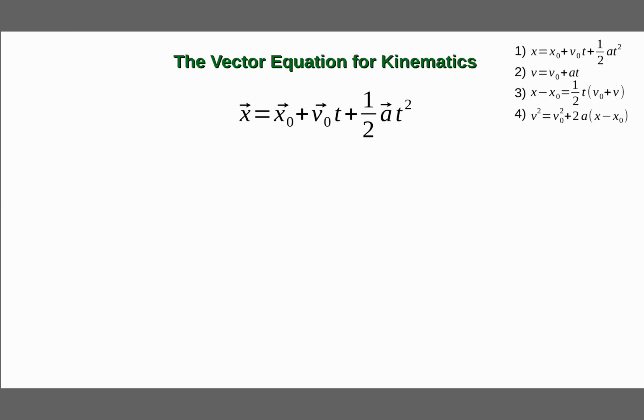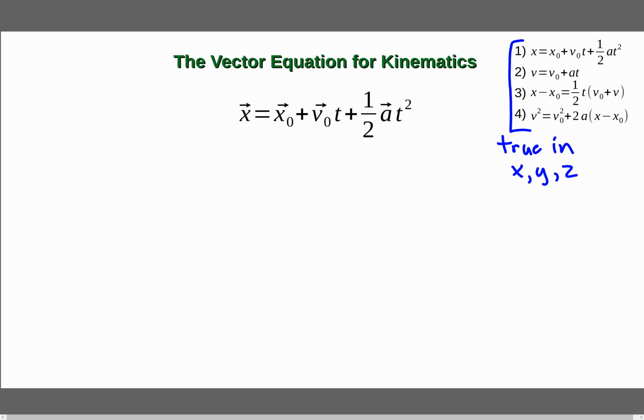So with our axes that are independent of each other, it's important to remember that all the things that we discussed before that were true in one dimension, they're still true. So these 4 equations are now true in each coordinate in the Cartesian system. So each of these equations is true in the x direction, in the y direction, and in the z direction.